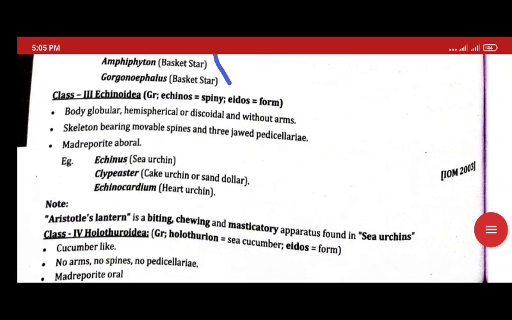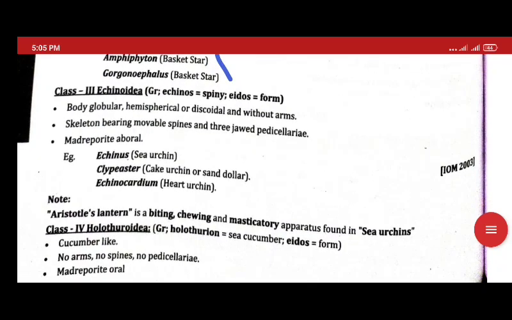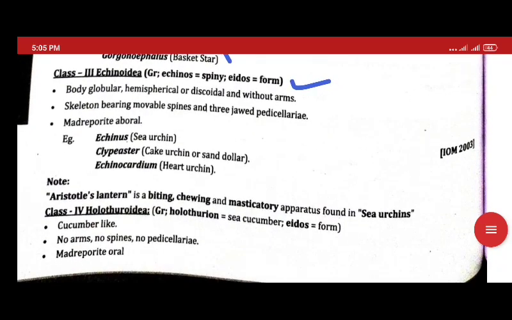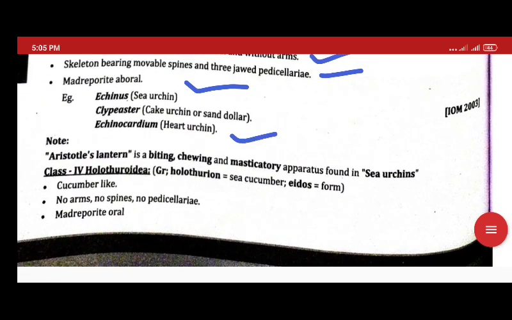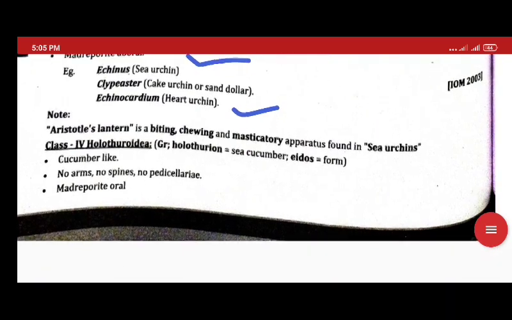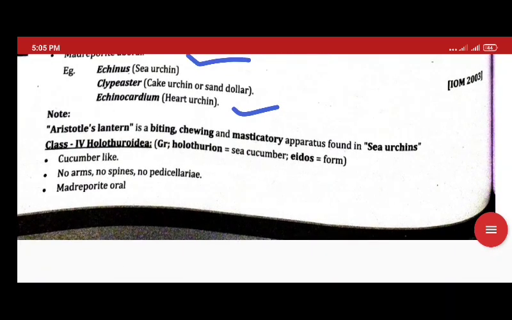Now Echinoidea, class 3. Echinus means a spiny form. The madreporite is aboral, with spines and pedicellariae, 3 jaws, without arms. Examples are sea urchin and heart urchin. Aristotle's lantern is used for biting and chewing, the masticatory apparatus of sea urchin.